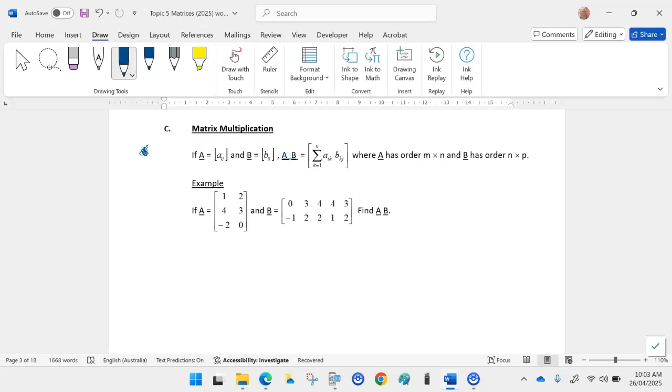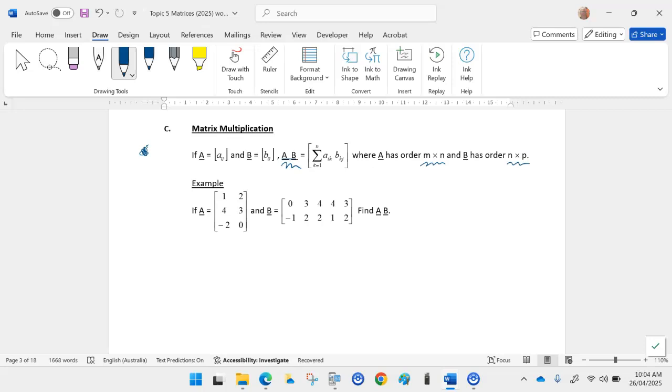To determine if you can multiply two matrices together, you have to look at their order. If you have a matrix A and a matrix B, and you want to know, can you find the product A times B? You have to note this. If A has the order m by n, so it's got m rows and n columns, and B has order n by p, so n rows and p columns, you can find the product of these two matrices A and B.